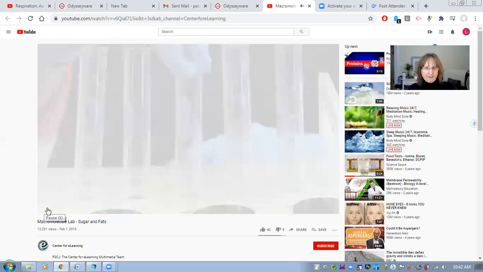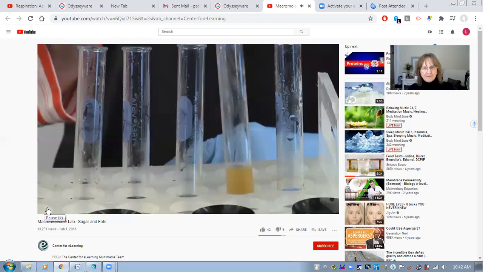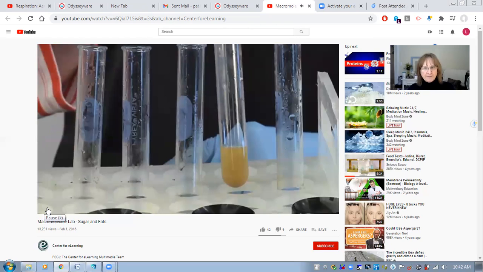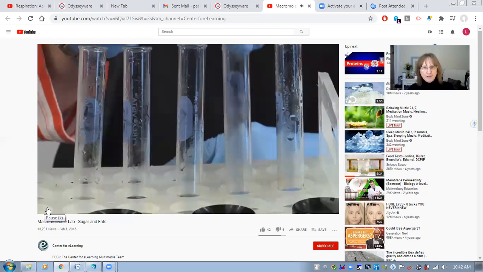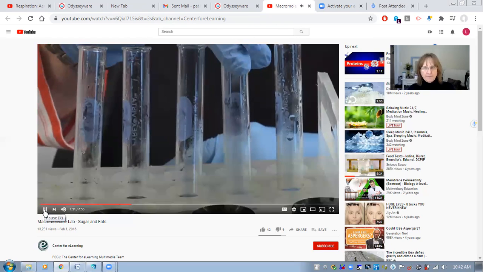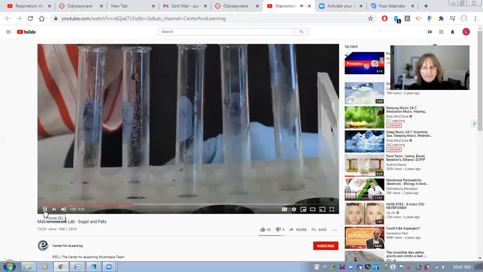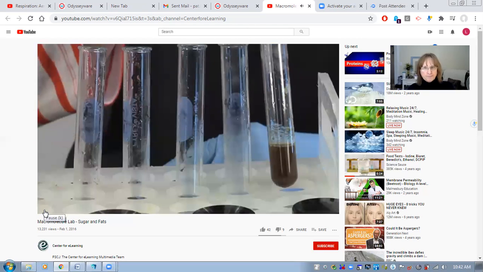Blue-green there. Test tube 4, which contains 10% sucrose solution, has turned yellow, which indicates a positive result for sugar, while test tube 5, which contains onion juice, has turned dark brown, indicating the same.